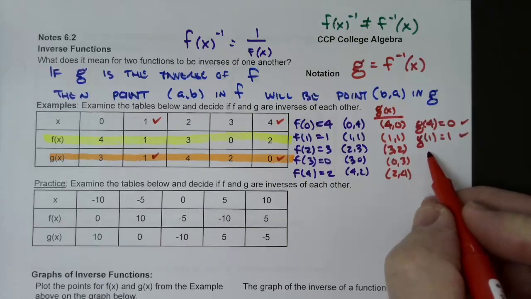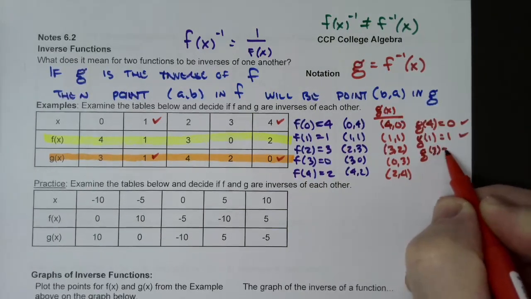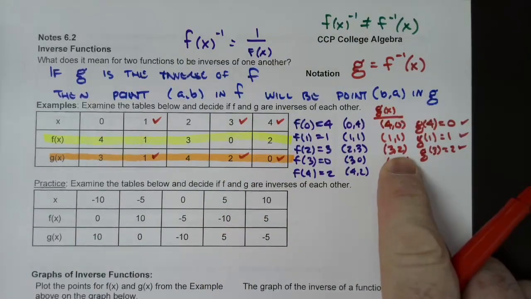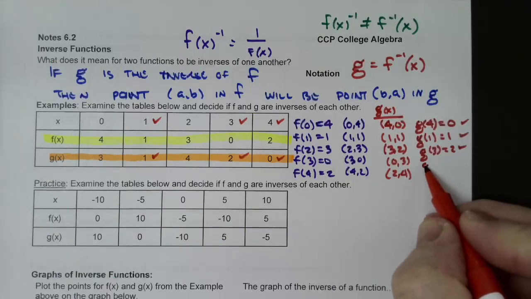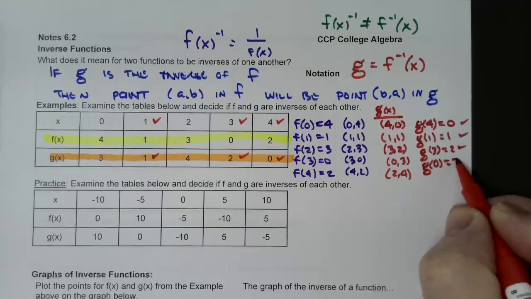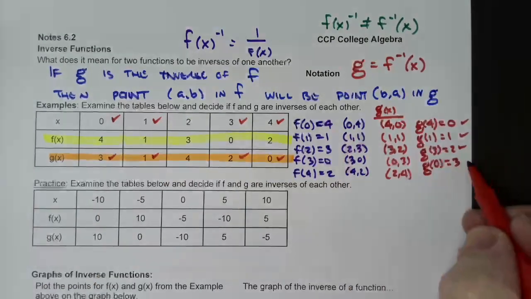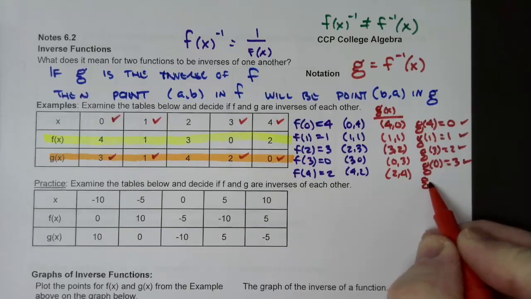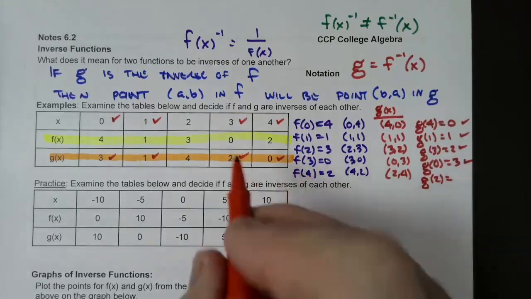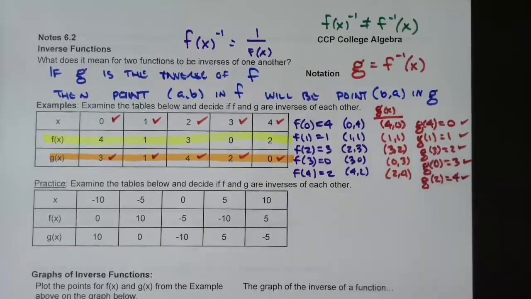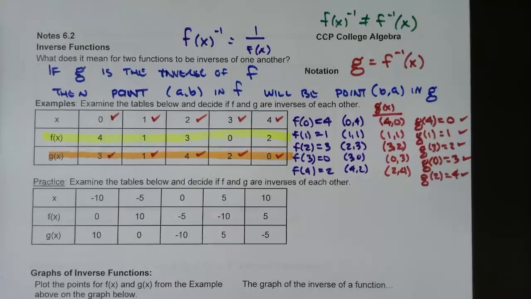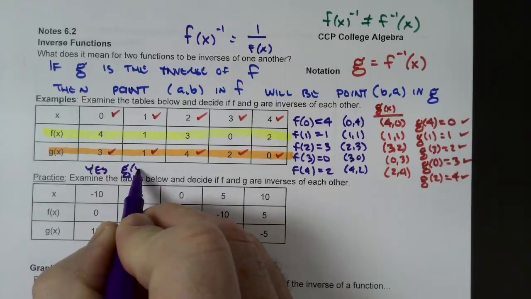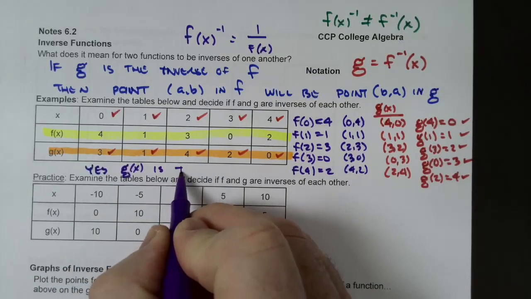Colin, what about the next one? g of 3, what does that give us? 3 gives us 2. Check. Looking good. Bella, what about g of 0? 0 gives us 3. We wanted (0, 3). Then Keithan, finish this up. What does g of 2 give us? 4. Based upon only these points, we would say that yes, g of x is the inverse.